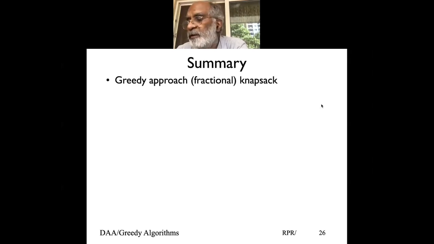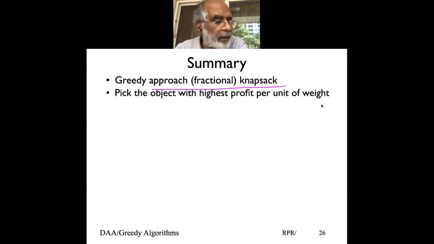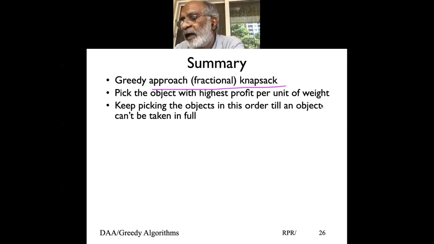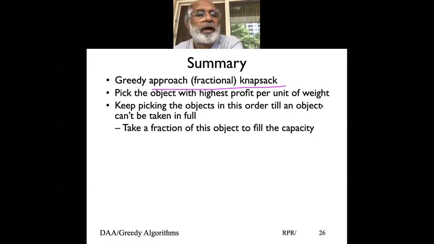To summarize, we looked at the greedy approach for fractional knapsack. The approach is to sort the items in terms of profit per unit of weight, and pick up the items in that order. We keep picking items till we cannot pick an item in full, and for the last item, pick a fractional weight, and that will give us the optimal solution, and we proved that this solution would be as good as anything else.